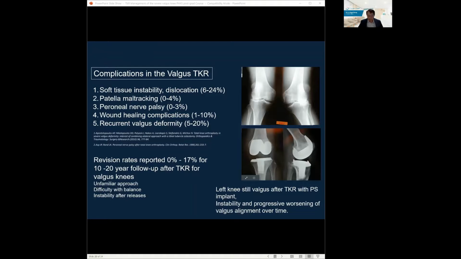Here are some complication rates reported with the valgus TKR. Soft tissue instability, recurrent dislocation, 6 to 24%. Patellar maltracking because of malrotation, 0 to 4%. Peroneal nerve palsy because of stretch on the lateral side, 0 to 3%. Wound healing complications, especially with the lateral parapatellar approach, 1 to 10%, and inadequate releases resulting in a recurrent valgus deformity, 5 to 20%. So because of these various reasons, the revision rates have been reportedly somewhat higher compared to the varus knees.